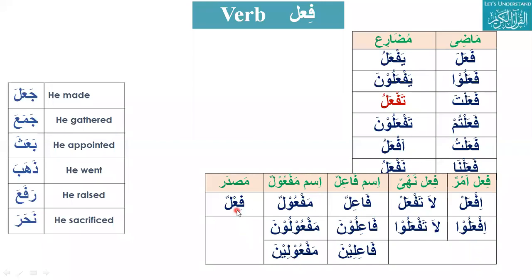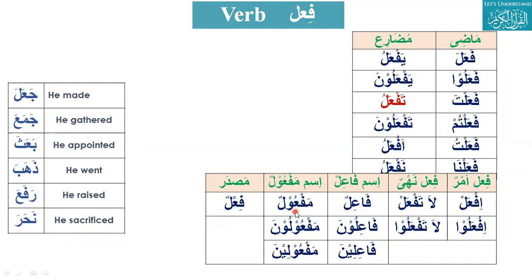Ja'lun, ja'al. Ja'ala means he made. Ja'il means the one who made, maker. And what is the plural of ja'il? Ja'ilun, ja'ilin, those who make. Okay. And what about maf'ul?